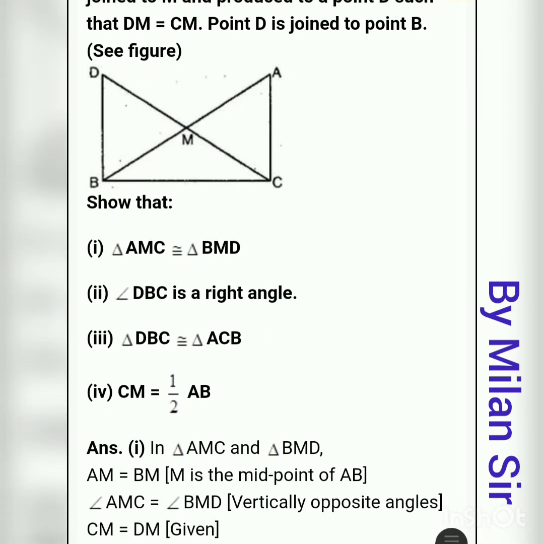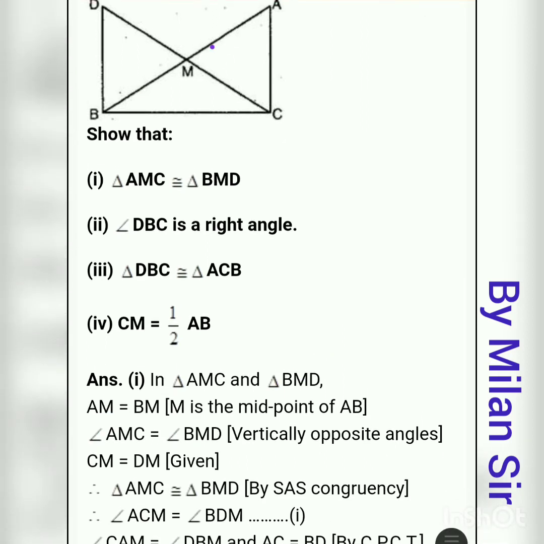So in triangle AMC and triangle BMD, AM is equal to BM. Why? Because it is given that M is the midpoint of AB. Angle AMC is equal to angle BMD, both are equal because they are vertically opposite angles. And the third thing, CM is equal to DM, which is given, right?